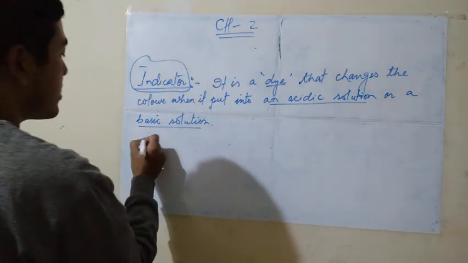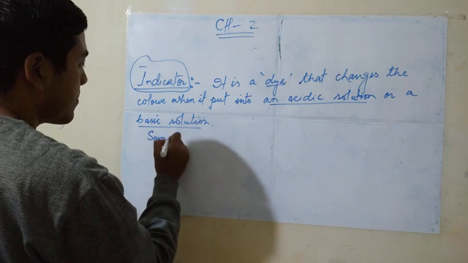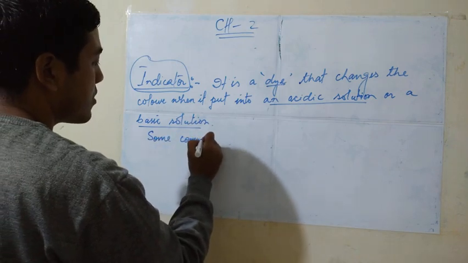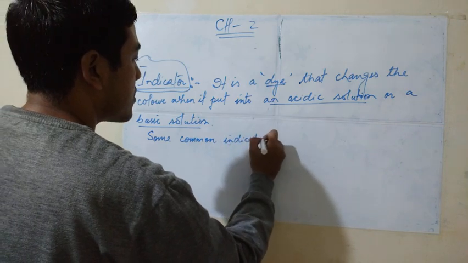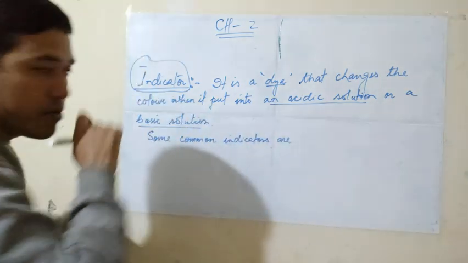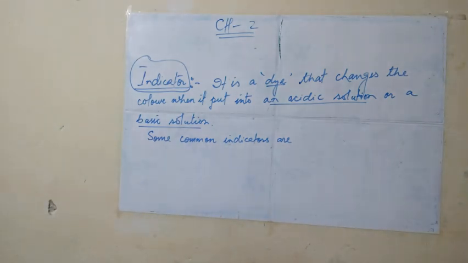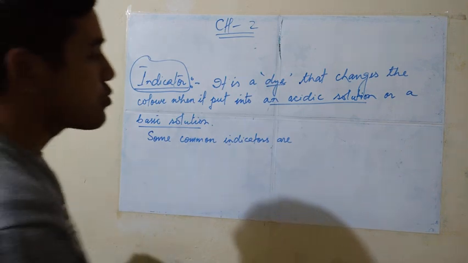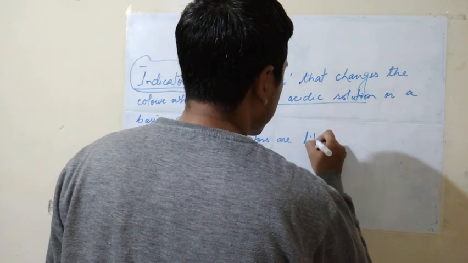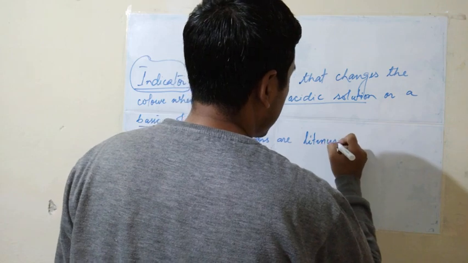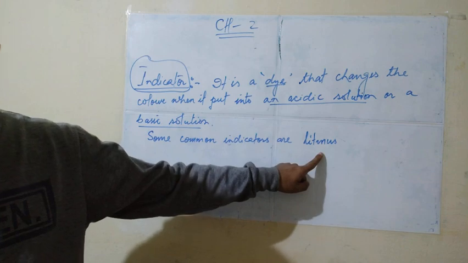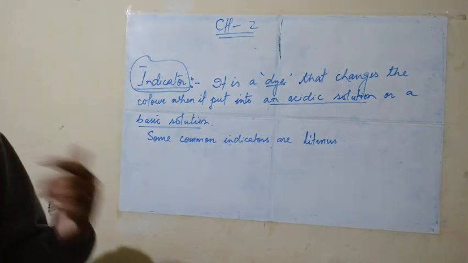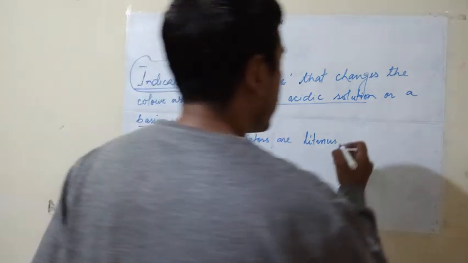Okay. Some common indicators, okay? We are using some important common indicators. What are some important indicators? Now the first one is litmus. Litmus, either it may be paper or in the form of a solution, right? Litmus is in the form of a solution or in paper.